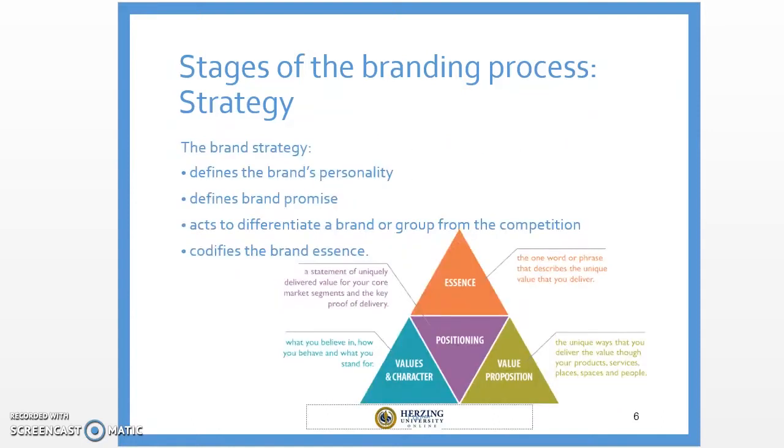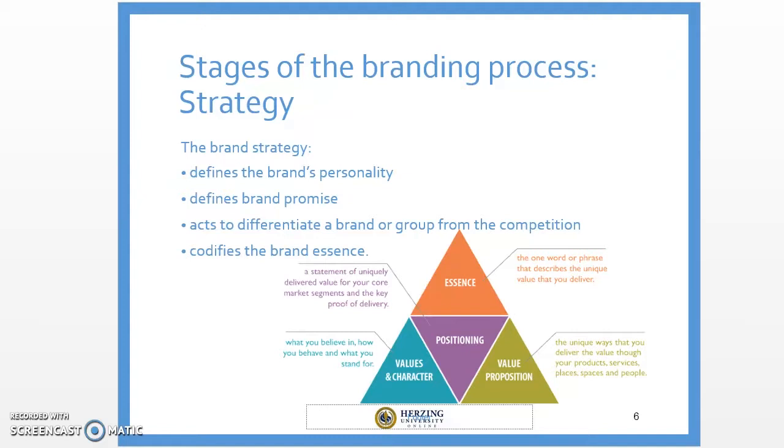Stages of the branding process: strategy. The brand strategy defines the brand's personality, defines the brand promise, acts to differentiate a brand or group from the competition, and codifies the brand essence. As you can see here, all of these can be put together into a triangle that shows you all the things that make up that brand strategy.